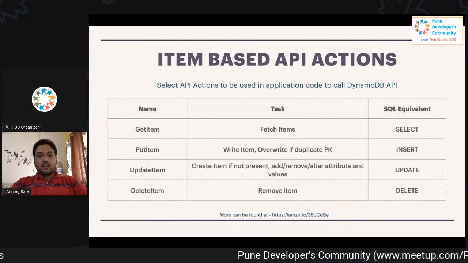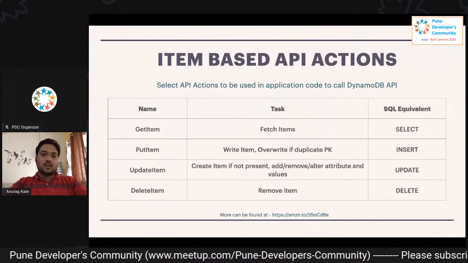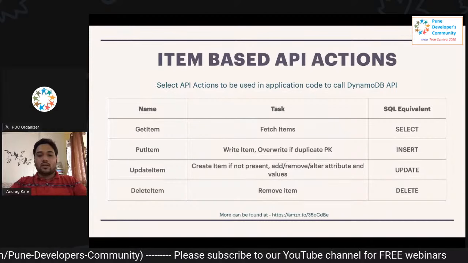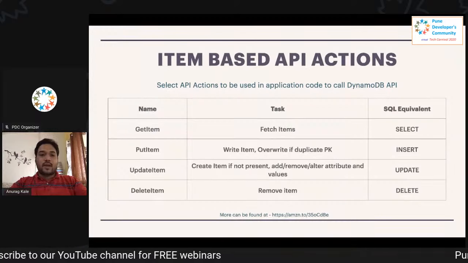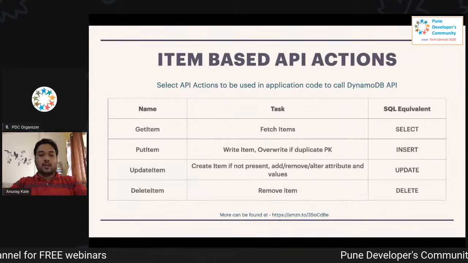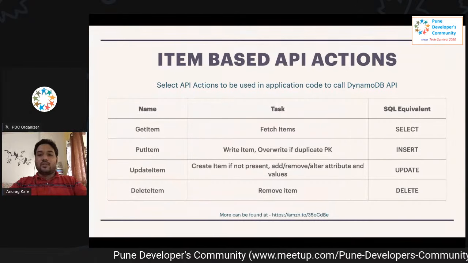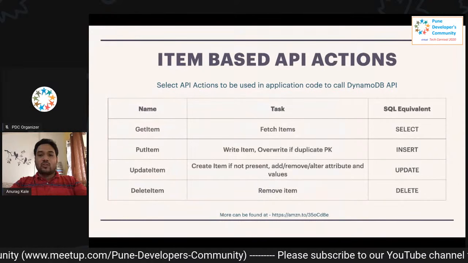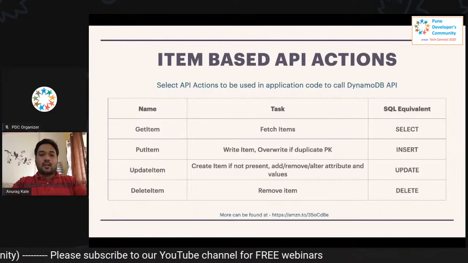Let's look at the item-based API actions. I have taken just a few item-based API actions and shown them on the screen. There are a lot more that can be found at the link I have mentioned below. These are the four major API actions: get item, put item, update item, and delete item. Their SQL equivalents are select, insert, update, and delete respectively. When you say get item, it performs an activity such as select in the database and gets it back to you.